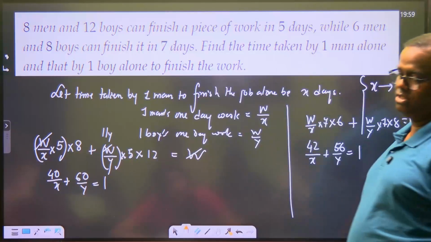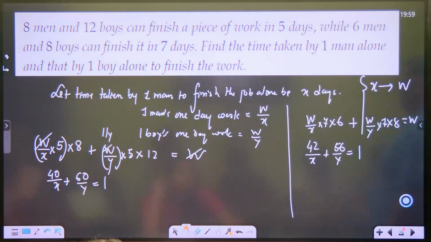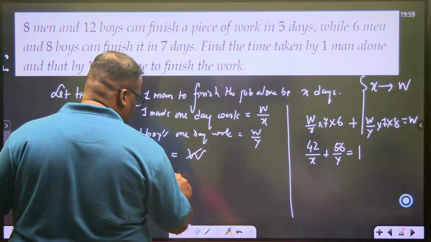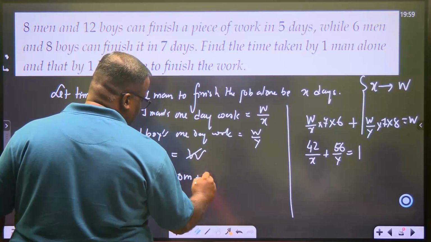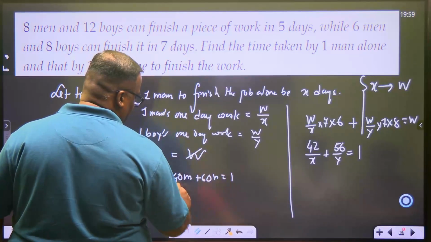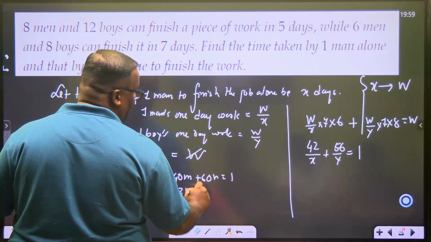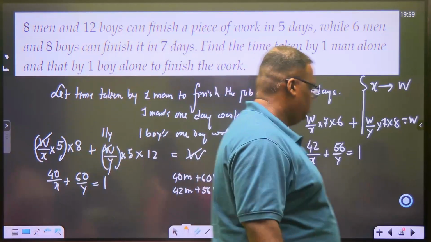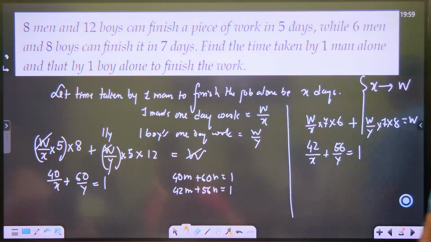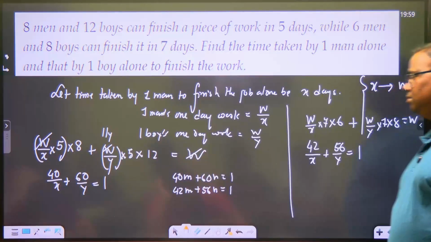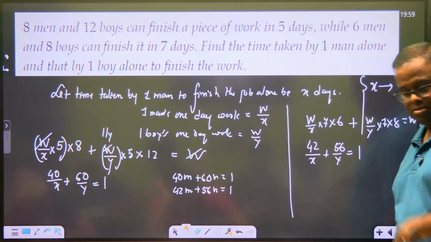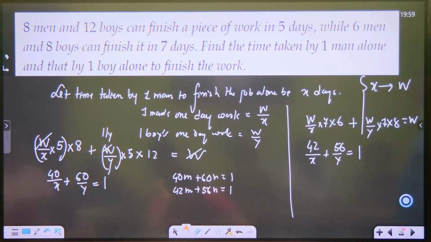These are the two equations. Okay? So your final equations will become 40m plus 60n equal to 1, 42m plus 56n is equal to 1. Now you do whatever you want to do. समझेंगे?